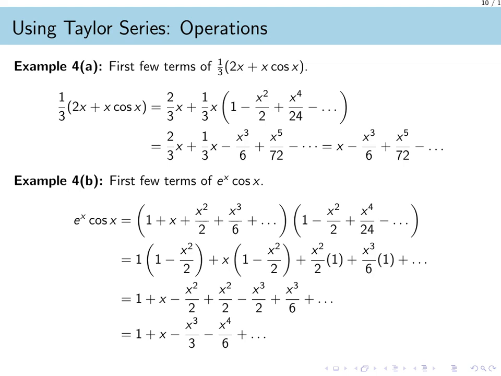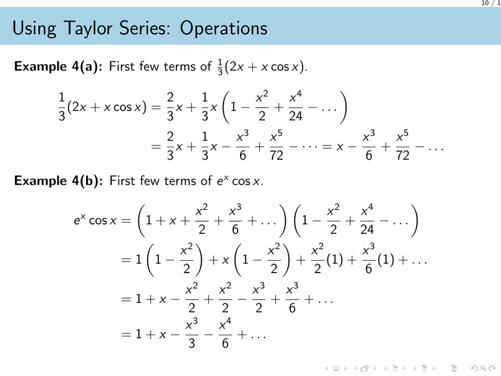For example, we multiply the entire cosine series by 1, then by x squared over 2, being careful to only keep terms up to the desired order. The final step is to collect all the terms with the same power of x. After combining everything, we find the resulting series is 1 plus x minus x cubed over 3, and so on.